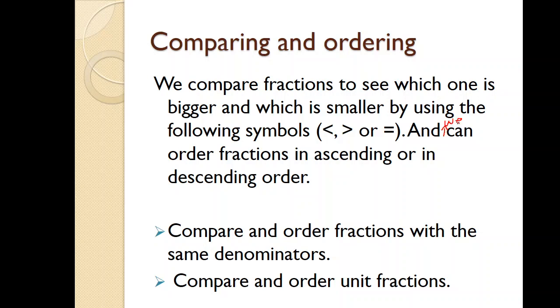We can order fractions in ascending or in descending order. Remember, ascending means from smaller to the bigger one. It means you are starting from the smaller fraction and going to the bigger one. Descending, when you are ordering in descending, you have to start from the biggest one going to the smaller one.